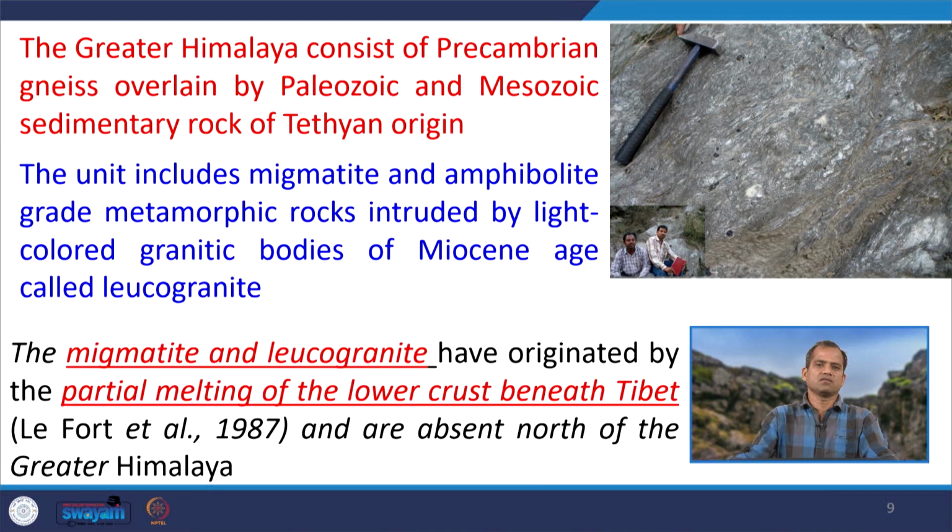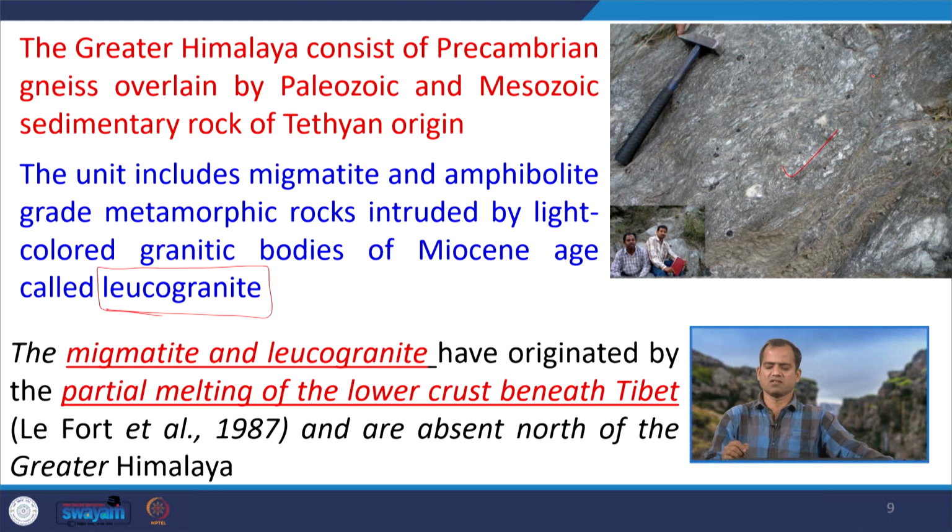And the Greater Himalaya consists of Precambrian gneiss overlain by Paleozoic and Mesozoic sedimentary rock of Tethyan origin. This unit includes migmatite and amphibolite grade metamorphosed rock intruded by light color granite bodies of Miocene age, called leucogranite. You can see here the gneiss and migmatite rocks exposed along this road cut, and this migmatite and leucogranite have originated by partial melting of the lower crust beneath Tibet.